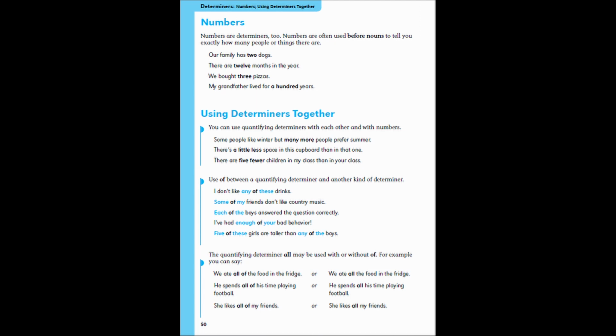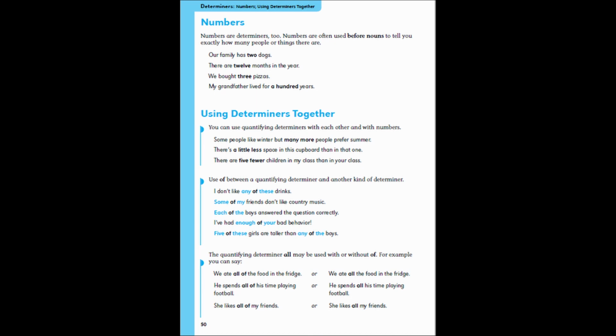Now, numbers can be used as determiners too. Numbers are often used before nouns to tell you exactly how many people or things there are. So for example, our family has 2 dogs. There are 12 months in the year. We bought 3 pizzas. My grandfather lived for 100 years. I don't know how he lived for 100 years, but apparently he did.